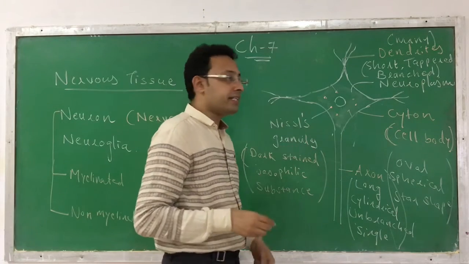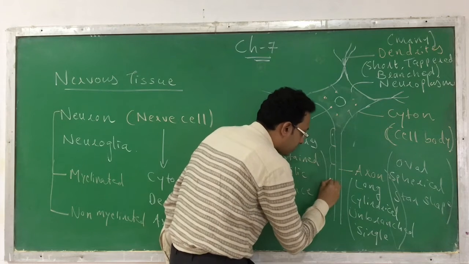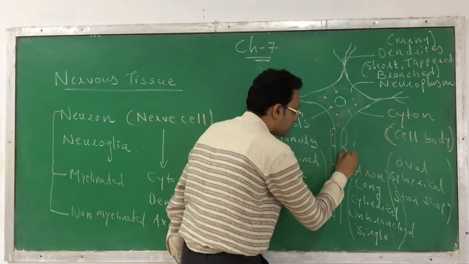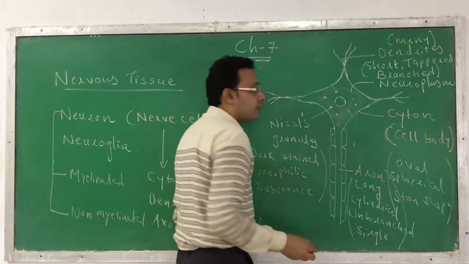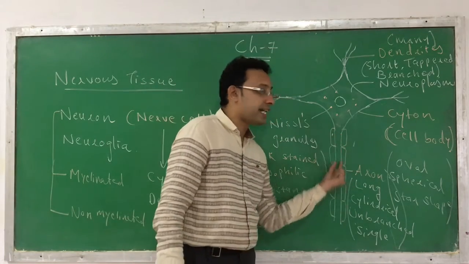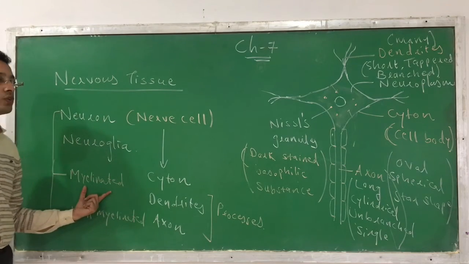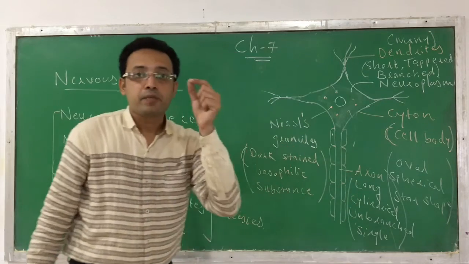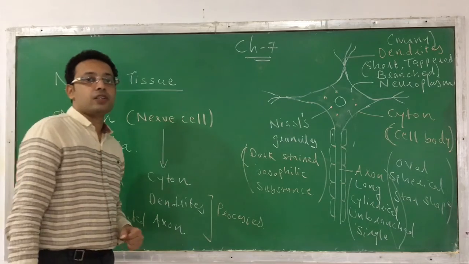What is called myelinated? If it is covered with a particular covering sheath, okay, this is called a myelin sheath. Myelin is a white, shiny, fatty substance. If it is surrounding this axon, then this is called a myelinated nerve fiber or myelinated neuron. And if this white, shiny myelin sheath is absent, then it is called a non-myelinated nerve fiber.